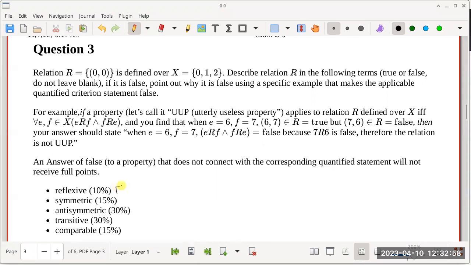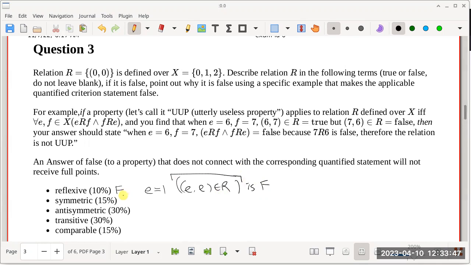It is not reflexive, because it is missing some of the other pairs of tuples. But you don't want to just say, oh, it's missing 1, 1, because that is not enough to make a connection back to the definition of being reflexive. So what you want to do is to say when E equals 1, E in R is false, because this is the statement being quantified. And since I can find at least one instance where the statement is false, that makes the universally quantified statement itself false. So just saying that 1, 1 is missing is insufficient to answer this question.